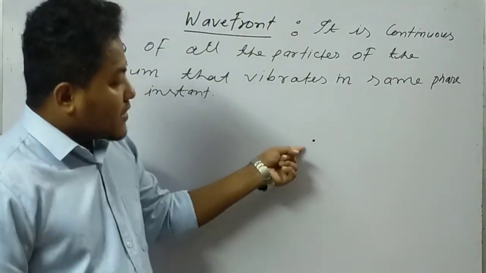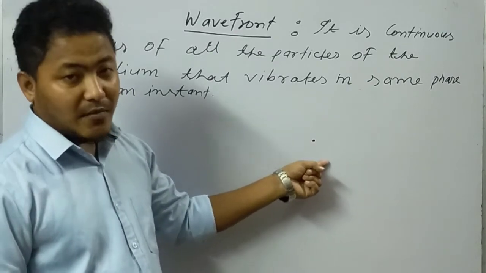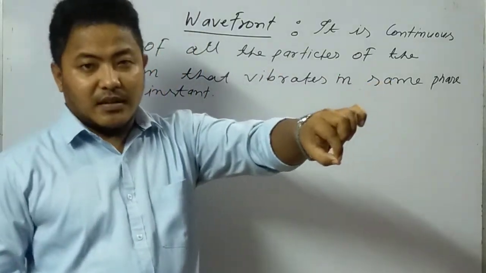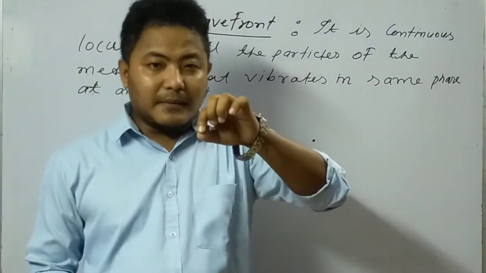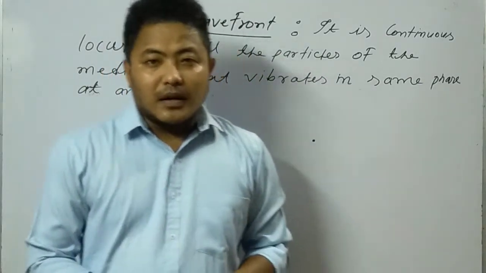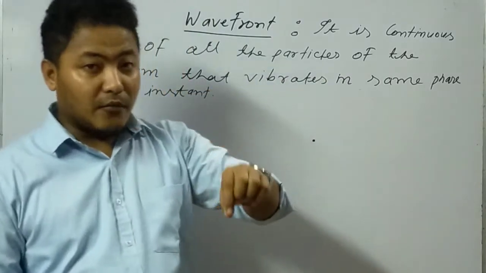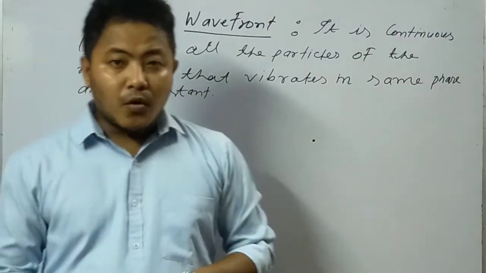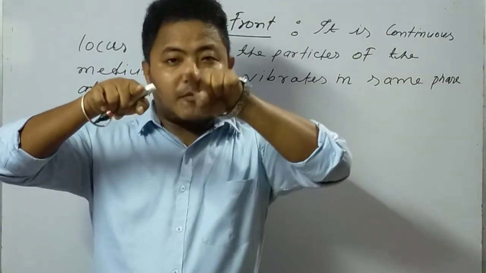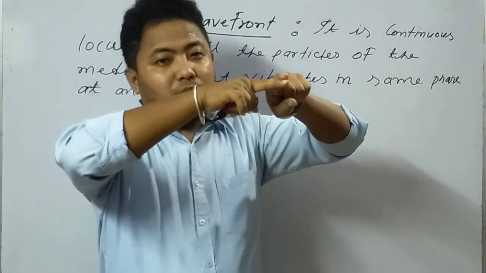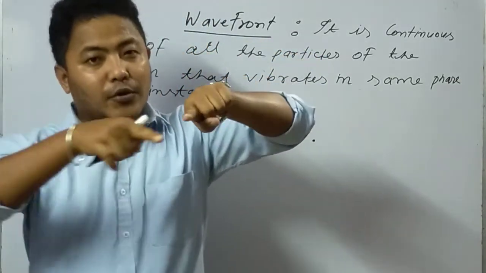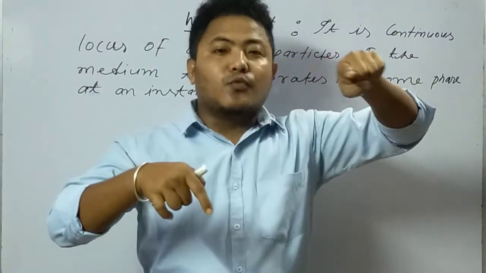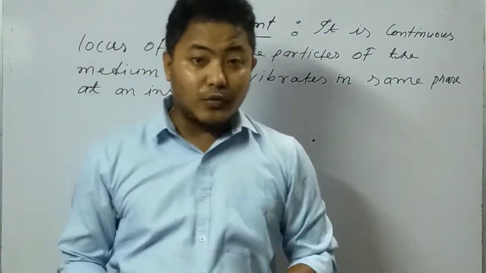That means if you consider this is the source of disturbance, at the very beginning the particles will be disturbed first. Once the particle gets disturbed, it will start vibrating. Again, it will reach another point, and this particle will disturb that point, and that point will again start vibrating, and like that, a wave will form. This is generally called wavefront.